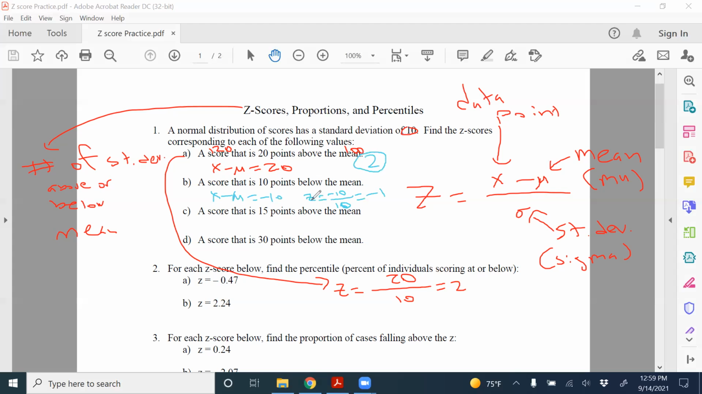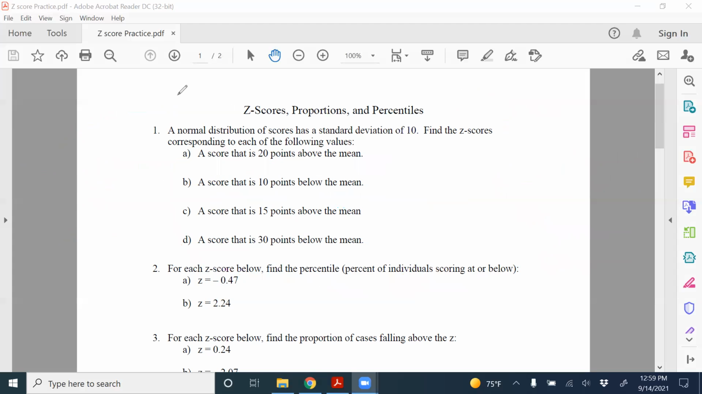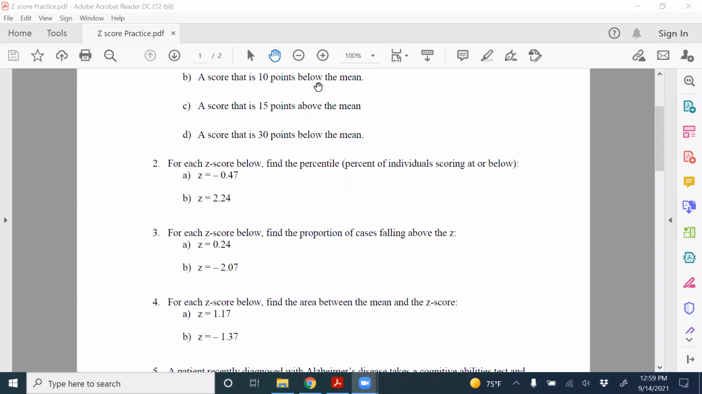Now let's look at number 2. Number 2 is telling us to find a percentile for a particular z-score. So let me draw the normal distribution. That might help a little bit. So the normal distribution looks like this, like a bell-shaped curve.